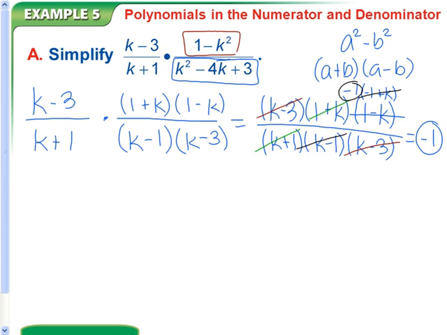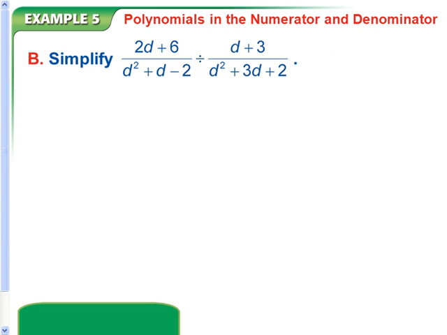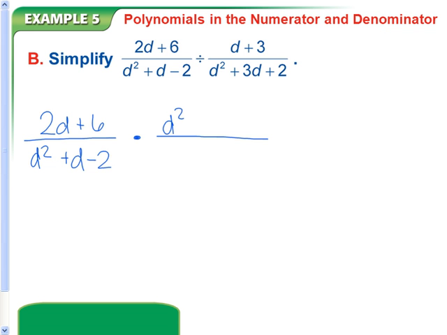Okay, let's try another one. Copy this problem down, but this time now we're dividing. So we copy down the first. Dividing is multiplying by the reciprocal, so you change it to multiplying, and then you flip the second fraction. So something you can say to yourself over and over again is dividing is copy, change, flip. Copy the first fraction, change it to multiplying, flip the second fraction.